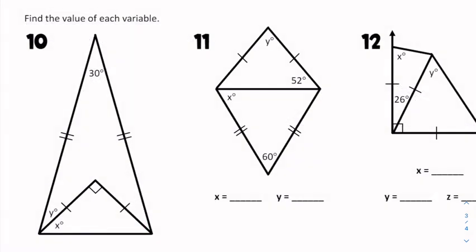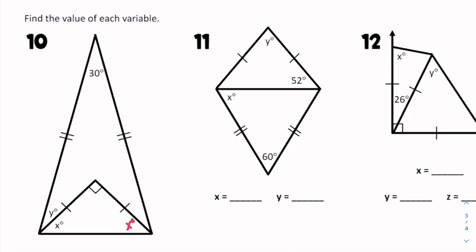All right, let's look at number 10. It says find the value of each variable. And they gave us two triangles. We have a smaller triangle and we have a larger triangle. And they're both isosceles because they both have two sides that are congruent. We're going to start by looking at the inside triangle first to find the value of x. Okay, we know these two sides are the same, which means that this angle is also congruent to this angle. So let's go ahead and write in a little x there to remind us those are the same value.